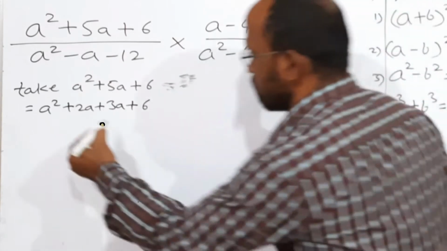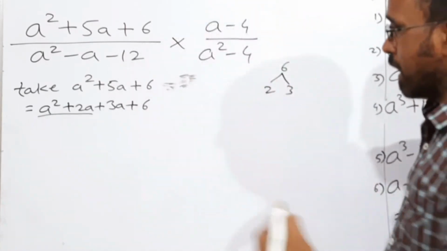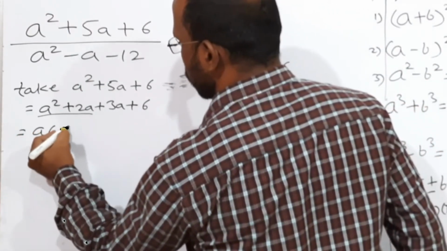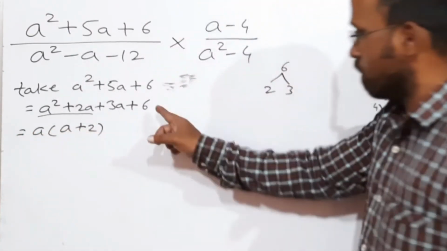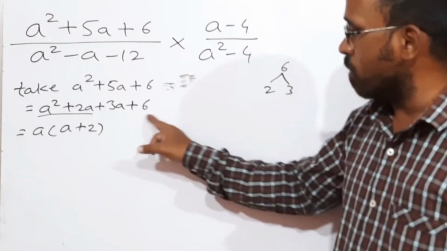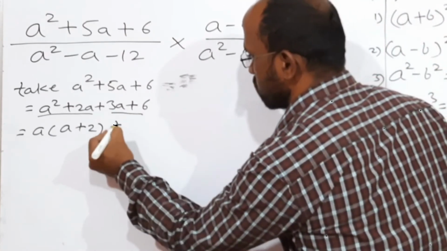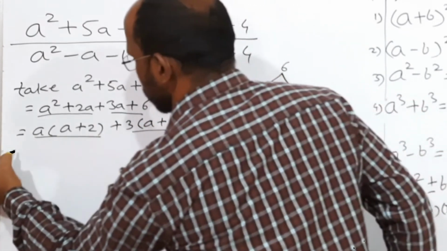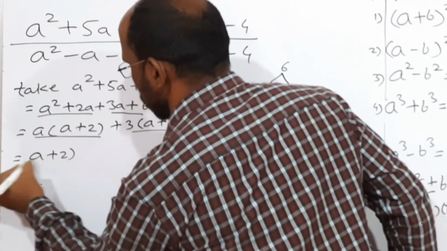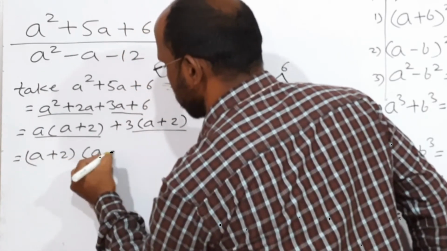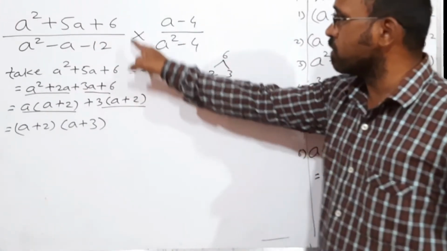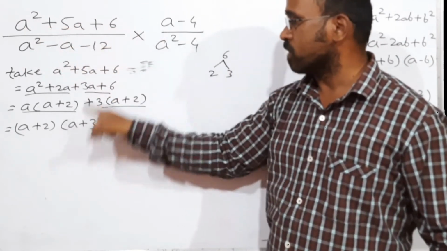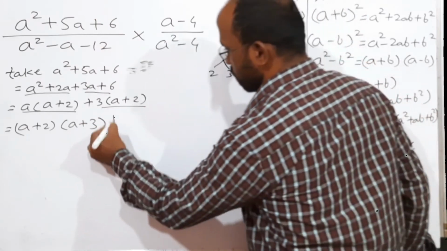Right? Now among these we can take a common. Take a common, so it will remain a into (a plus 2). 6 divided by 2 is 3. So among this pair we can take plus 3 common, (a plus 2). Now take (a plus 2) common, so here it will remain (a plus 3). So here we factorized the numerator of the first fraction, that is, a square plus 5a plus 6 is equal to (a plus 2) into (a plus 3).